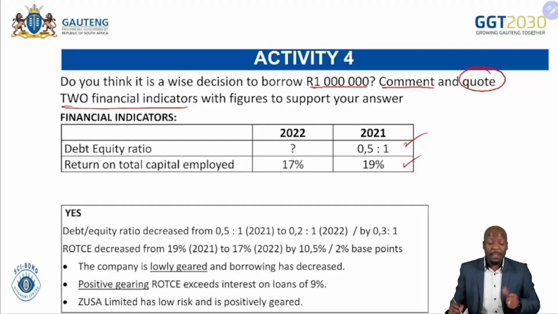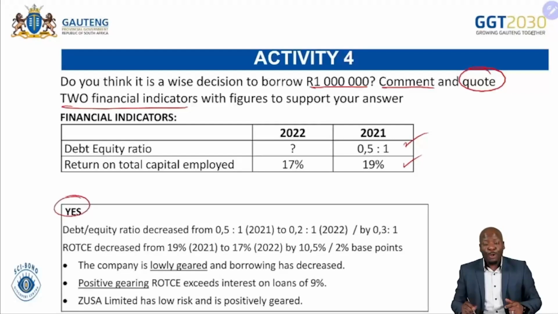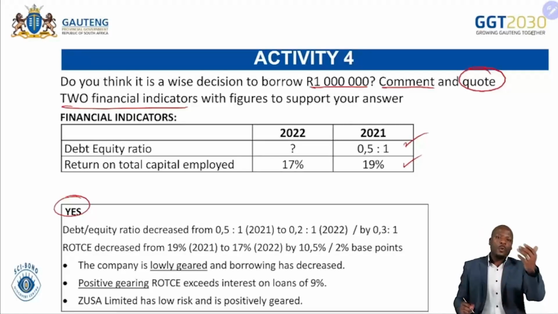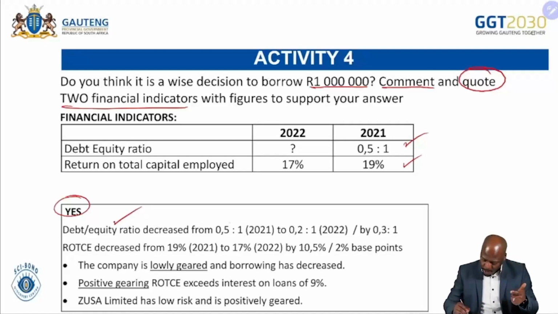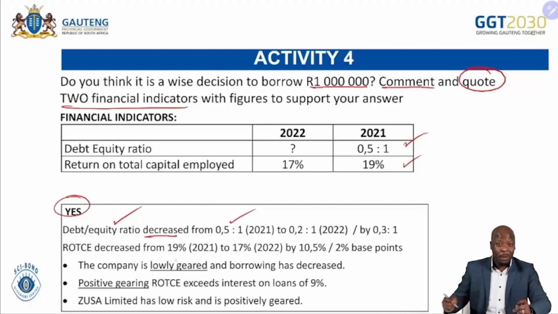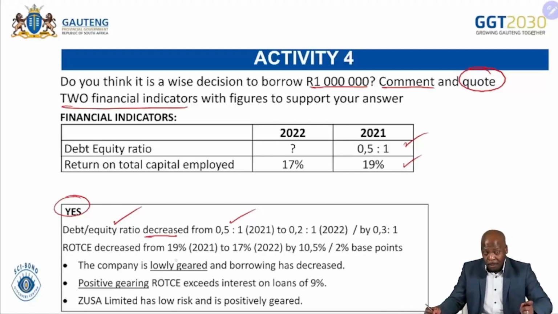Your first answer has to be either yes or no. You don't start explaining why you're supporting the yes and then at the end say, yes, it was a wise decision. Most of you start by doing that. You start explaining the debt equity ratio decreased, therefore it was a wise decision. No, make it easy for the person who's marking your paper. Yes, then give us the supporting evidence. No, then give us the support. In the support, we need the financial indicator, that is the name, in this case debt equity ratio, with figures, and then we also need to see the trend. Is it increasing or decreasing in your commenting? And then you will pick up some marks.